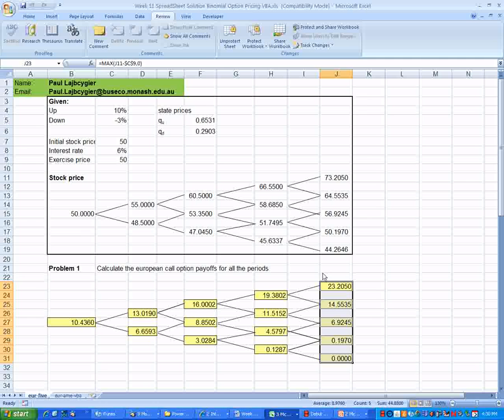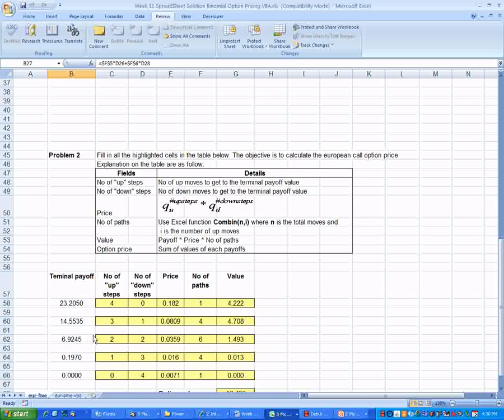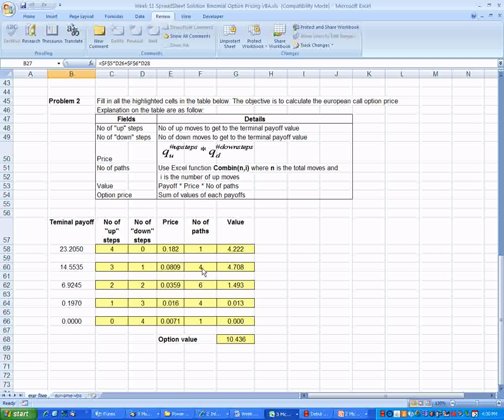And then, using the state price formulation that we explored last week, we can move backwards in the tree from the maturity date, going backwards all the way back to the root of the tree, and in this way we can calculate the value of the option today. And here it's $10.43.